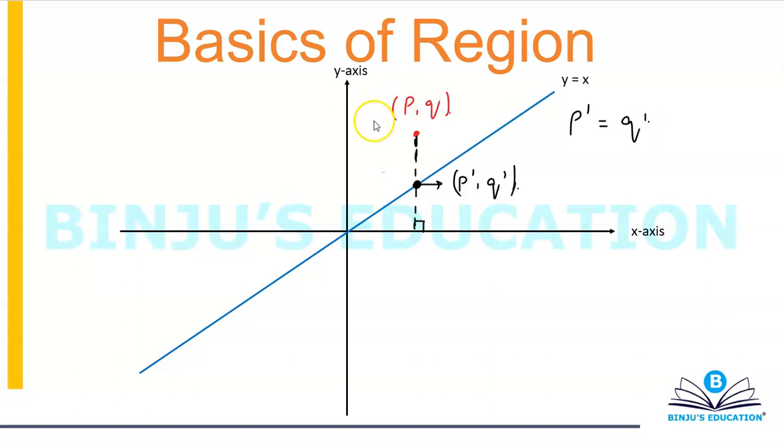Now, let's do one thing. Let's call this point A having coordinates P comma Q, and this point A dash having coordinates P dash comma Q dash. Now this point A dash lies on the line x is equal to y, so I can say that P dash will be equal to Q dash. Now, when you're going from A dash to A, you're basically moving in the vertical direction.